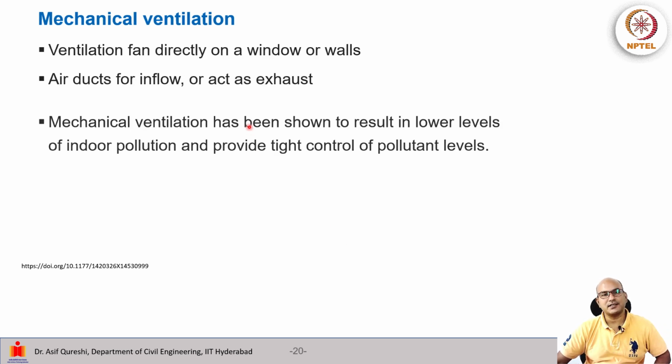The next thing we will look at is mechanical ventilation, which is basically a forced ventilation. This is the ventilation, for example, provided by a fan directly on a window or wall. So the fan is running and pushing air in. It's basically the opposite of an exhaust fan. Or we have air ducts for inflow or acting as exhaust. So same thing, they can bring air in this way or that way, but there is an exhaust or a fan there which is driving the ventilation.